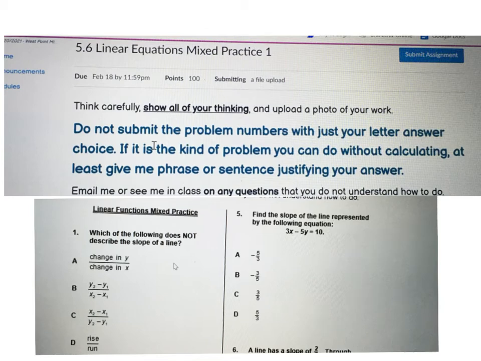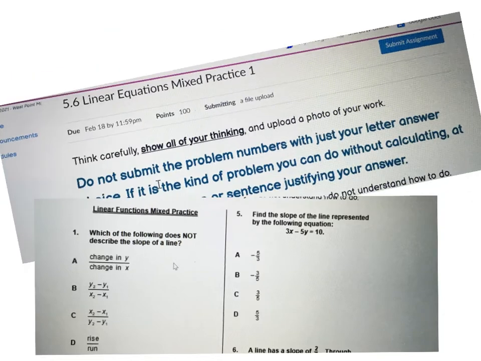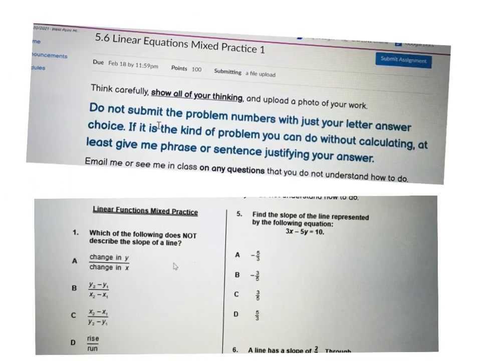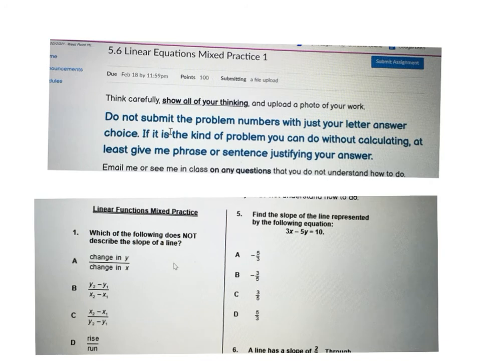Okay, so now you need to do 5.6 linear equations review, mixed practice number 1. As we look at this, we see the first question is going to be which of the following does not describe the slope of a line. Make sure you put your answers and then upload a photo of your work. This one does not require a lot of work, so you can tell a phrase as to justifying your answer.